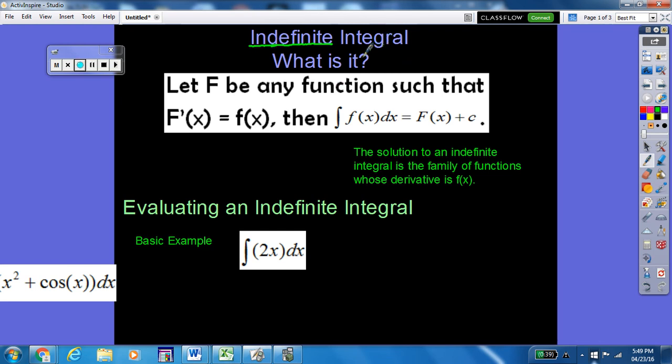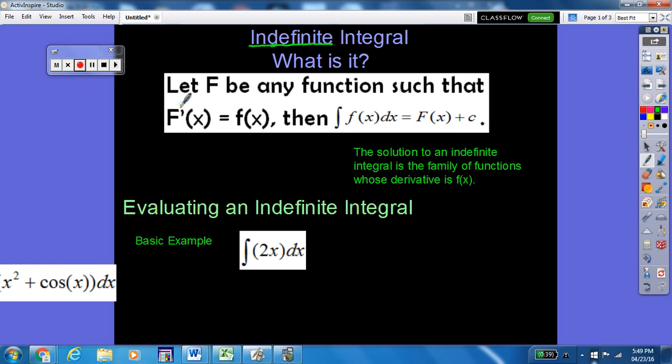So first of all, what is it? Well, here's the official definition. Let f be any function such that the derivative of capital F equals the little function f of x. Then the integral of little f of x would equal capital F of x plus c. So this has a lot of meaning.